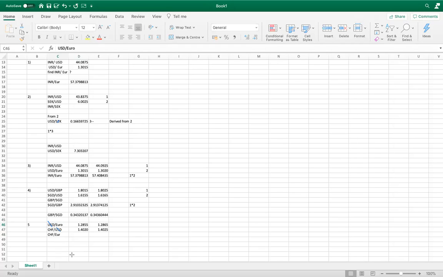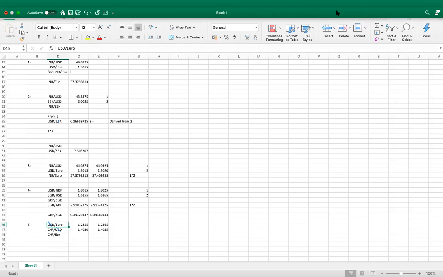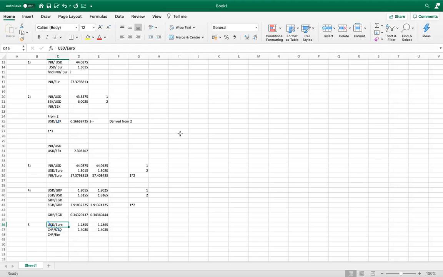Now what is happening here? All I require is CHF euro. उसका भी कोई दिक्कत नहीं है. Both are on the required side. Same side. दोनों required side में है. So can I directly multiply? Say I will call this as 1, 2. 1 I will say 1 into 2.